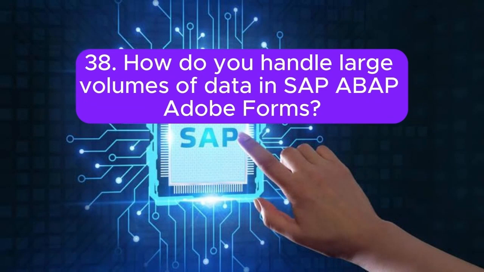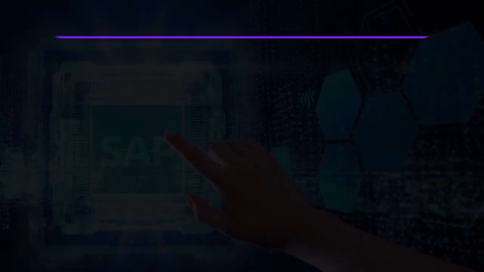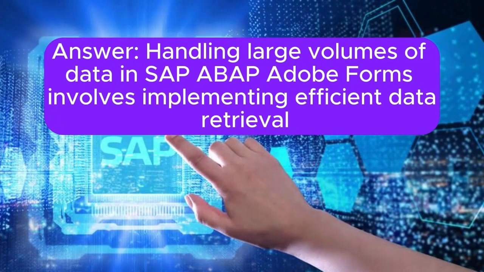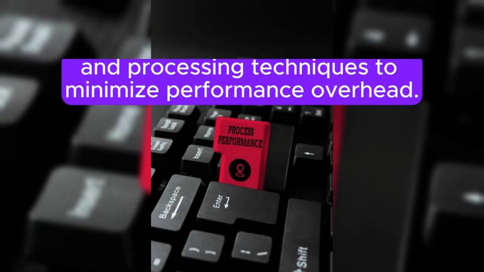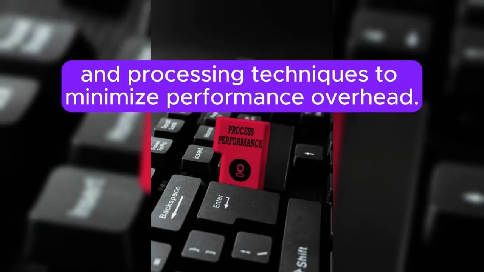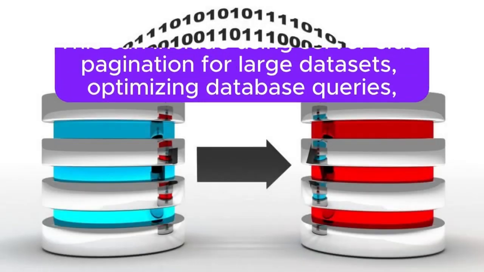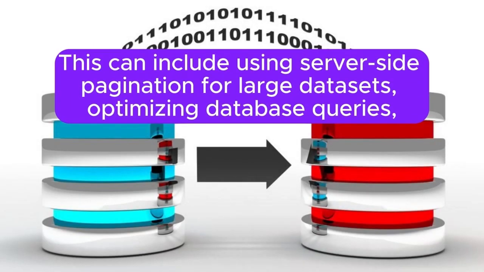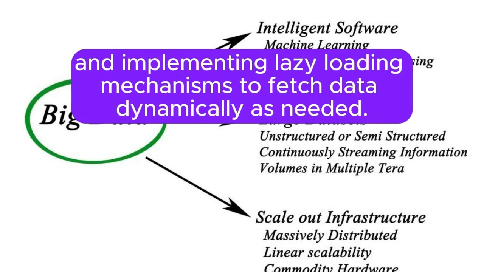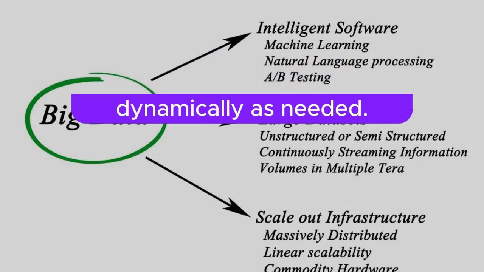38. How do you handle large volumes of data in SAP ABAP Adobe Forms? Answer: handling large volumes of data in SAP ABAP Adobe Forms involves implementing efficient data retrieval and processing techniques to minimize performance overhead. This can include using server-side pagination for large datasets, optimizing database queries, and implementing lazy loading mechanisms to fetch data dynamically as needed.